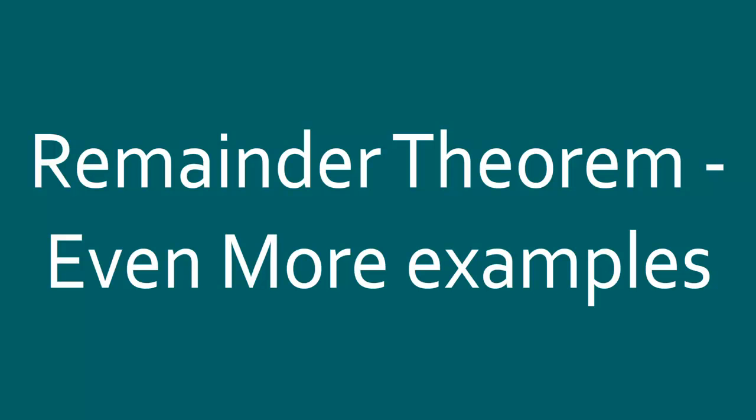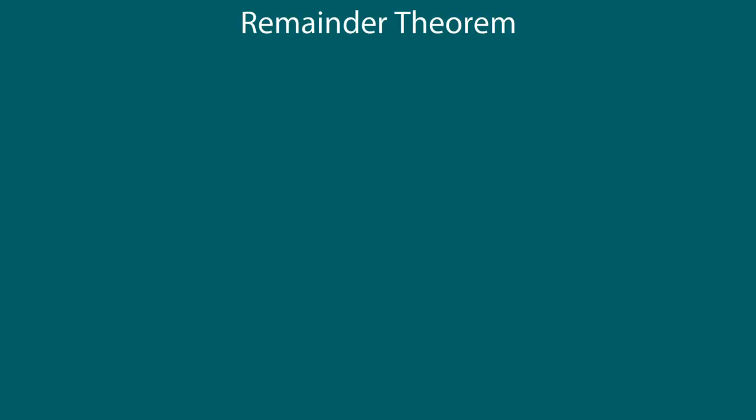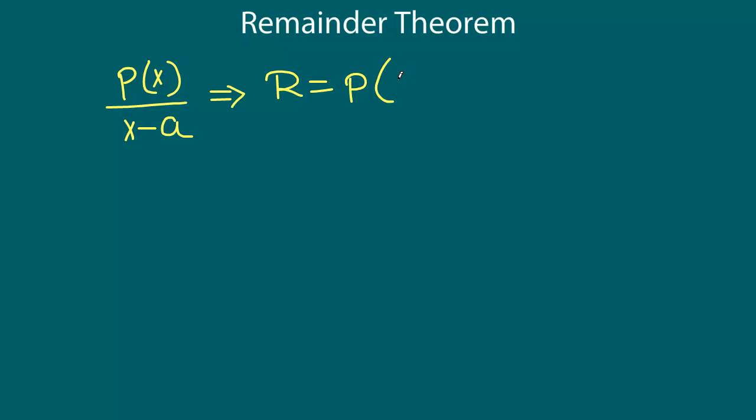Let's take a look at more examples on remainder theorem. Now, we have seen what remainder theorem is, and we have seen many examples of how we solve questions on remainder theorem. So we know that if we have a polynomial p(x), and if we divide by a linear polynomial x minus a, the remainder theorem says that the remainder will be nothing but the value of the polynomial at x equals a.